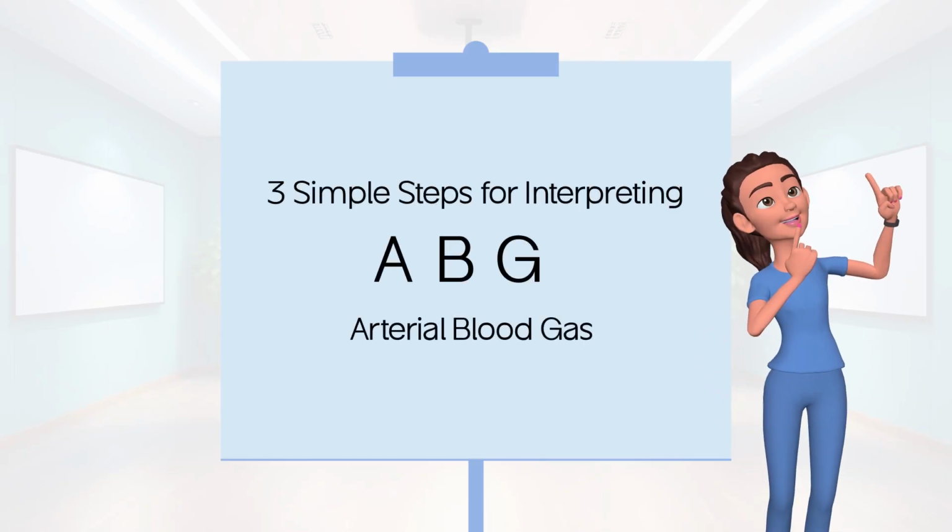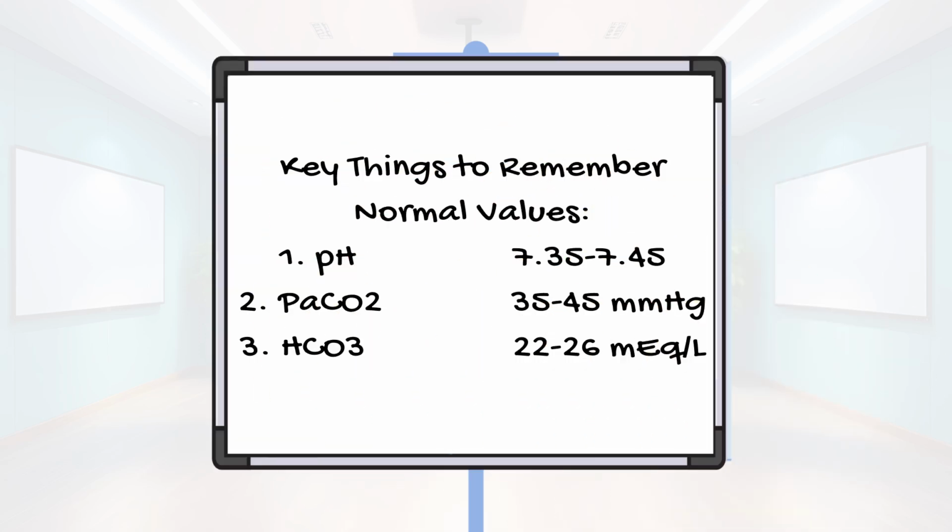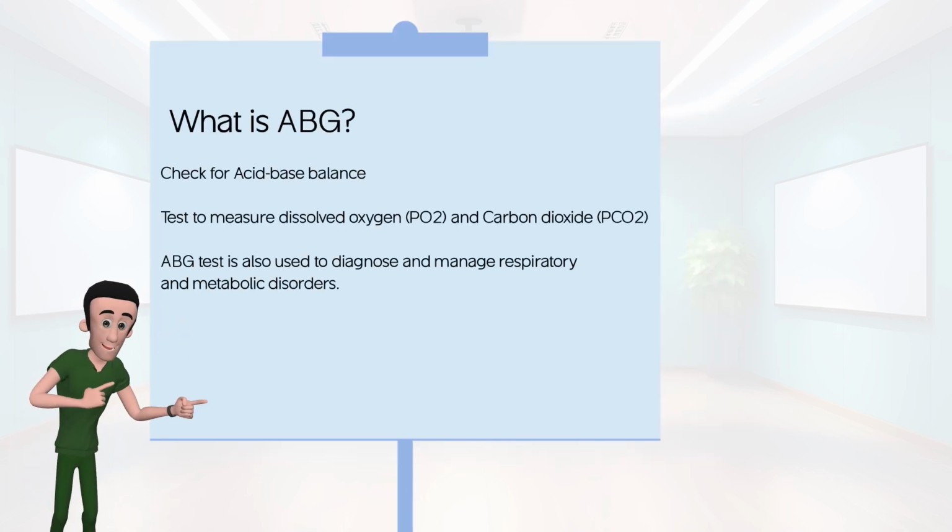3 simple steps for interpreting arterial blood gas. Here are the 3 components to take notes and their normal values. The pH level, PCO2 or partial pressure of carbon dioxide, and HCO3 or bicarbonate. But first, we need to know, what is arterial blood gas test?